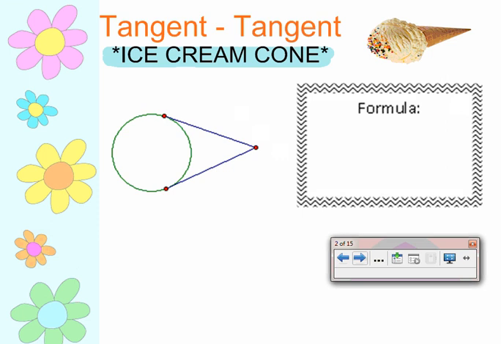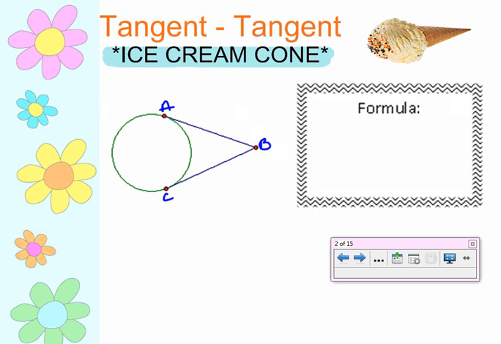So the first one we're going to look at is when two tangents are meeting at a vertex. Okay, so as you can see on the left, we have a picture where we have two tangents. I'm going to label A, B, and C. So we have a tangent AB and a tangent BC. This is known as our ice cream cone because it kind of looks like an ice cream cone, right? You have your circle at the top and the cone at the bottom.